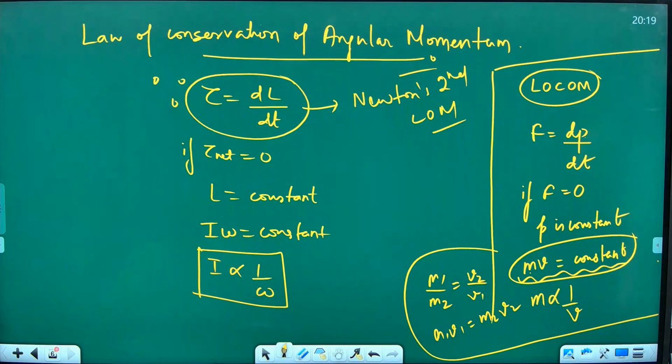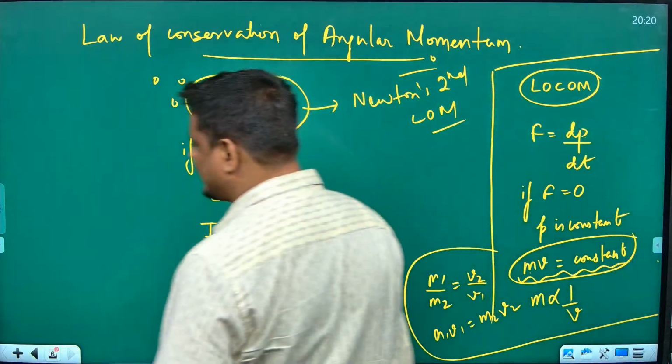Question is, everybody take the question please. What will happen to the time period of Earth if its radius becomes half?